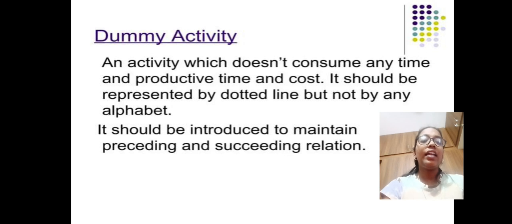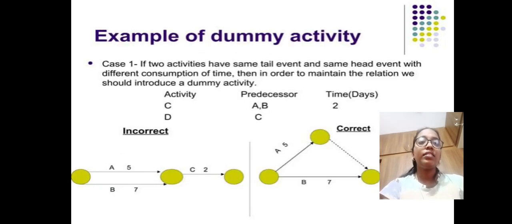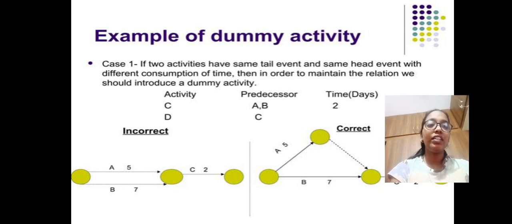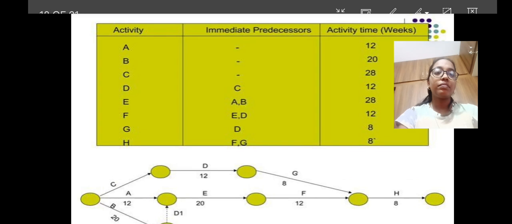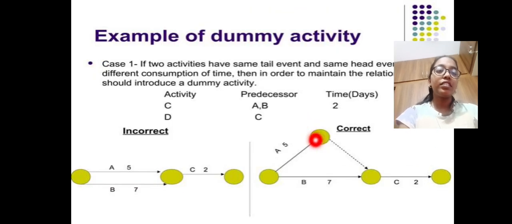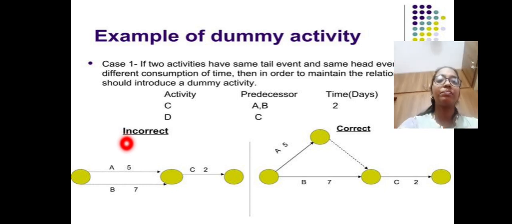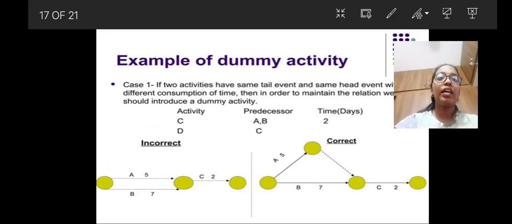Dummy activity. An activity which doesn't consume any time or cost. It should be represented by a dotted line but not any alphabet. It should be introduced to maintain precede and succeed relations. This is an example of a dummy activity. This is a correct one, and this is an incorrect one. So, example of the dummy activity.